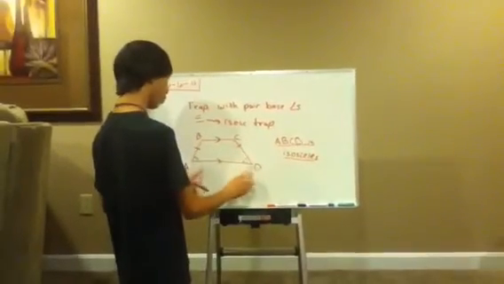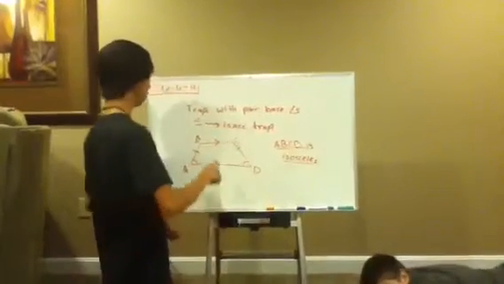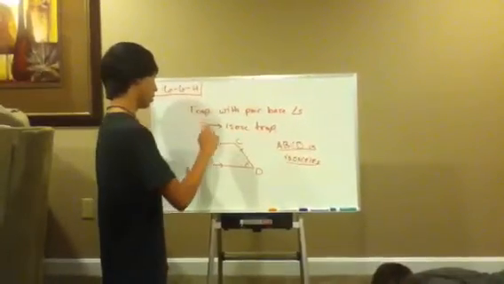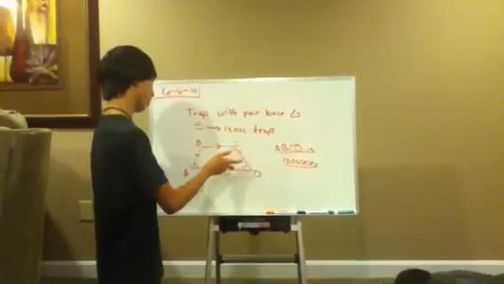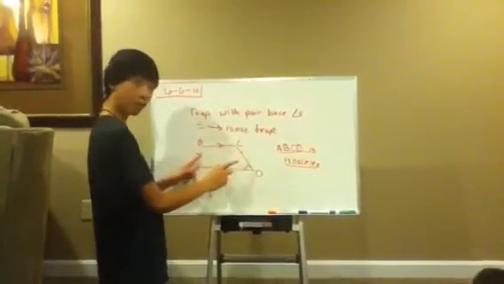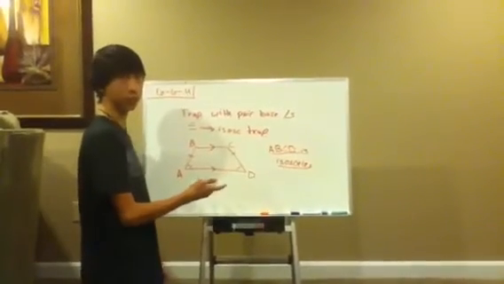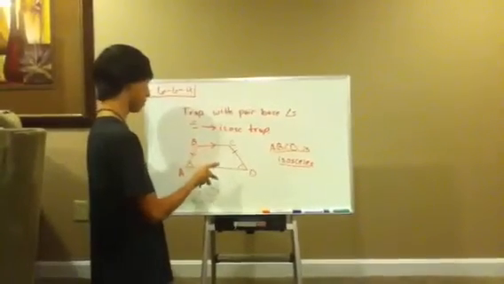So these prove that ABCD is isosceles. These two are parallel, and these two are congruent because it's isosceles. If these two were not congruent, then it would not be isosceles. Therefore, it is isosceles.